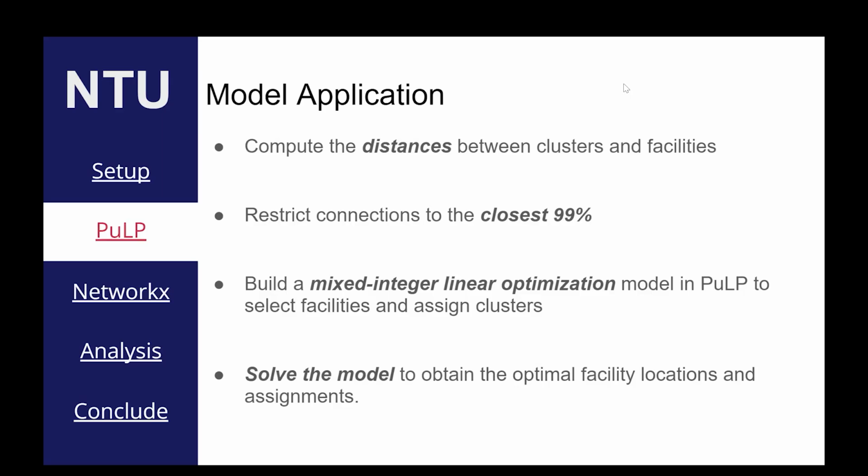After that, we formulated a mixed integer linear optimization model in PuLP. The goal was to select which facilities should be opened and how to assign each customer cluster to one of these facilities, while minimizing the total weighted distance. Finally, we solved the model to find the optimal combination of facility location and cluster assignment that gives us the best trade-off between cost and coverage.